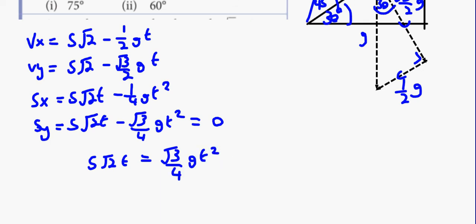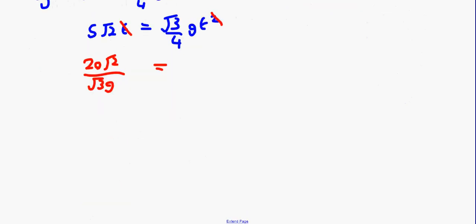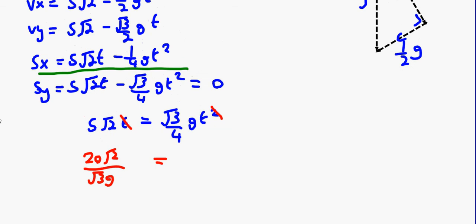Cancel t equals 0, that's that answer gone. And then we're going to end up with 20 root 2 over root 3 g. Just leave it like that if you want, okay? Next we're going to go for the Sx formula. I'm going to enter that time of flight into the Sx formula.